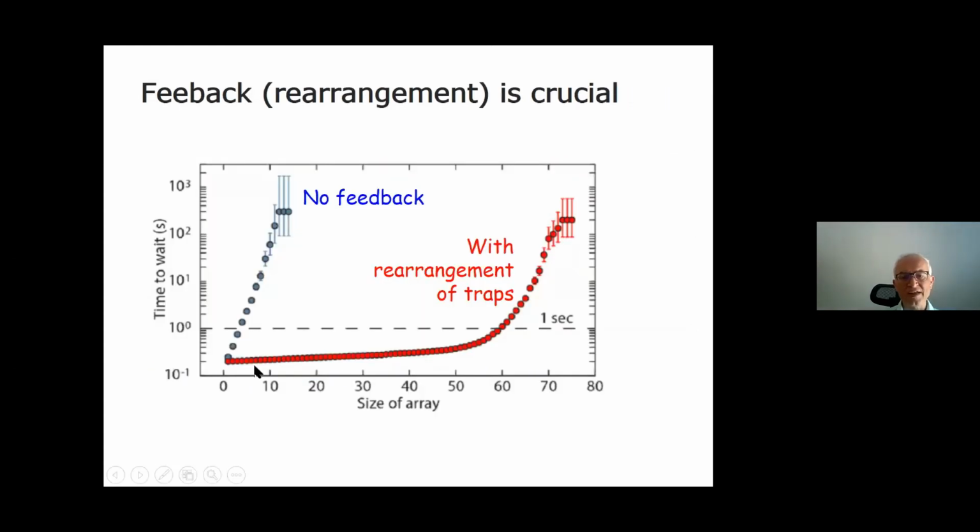And just to show you, this is some early work, how efficient this is. If we didn't have feedback and we wanted to fill a 10 array size or a 20 array size just by waiting and having atoms randomly succeed, then this would scale exponentially. So it will take longer and longer to wait without the feedback. But if we rearrange the traps at a time, we were able to load something like 60 traps.